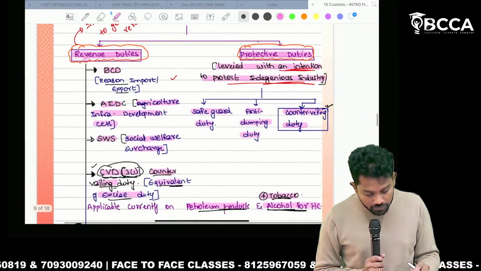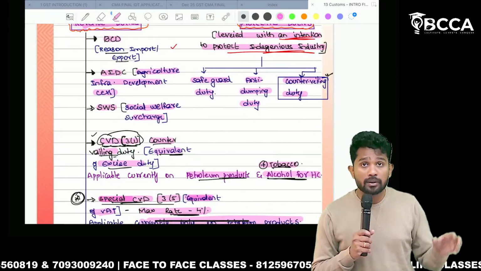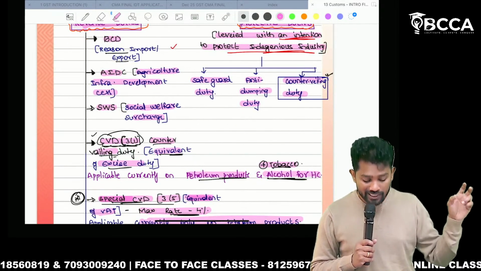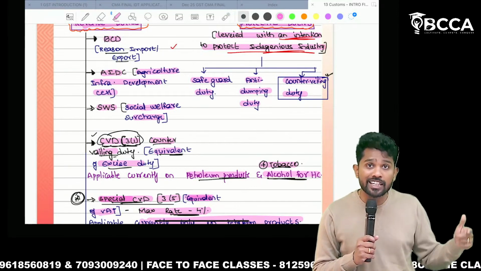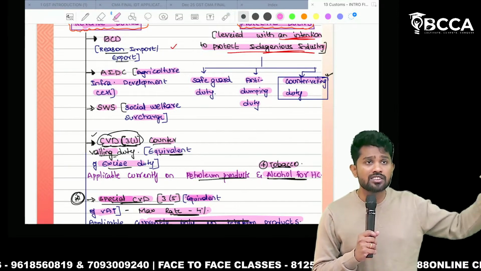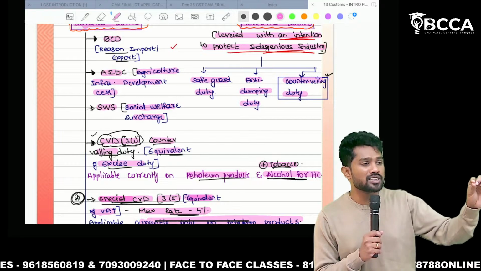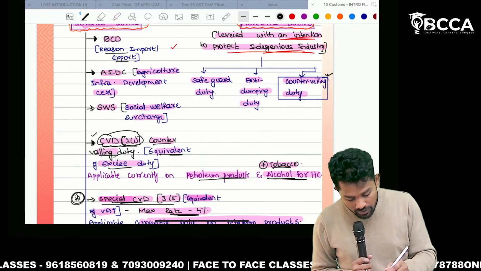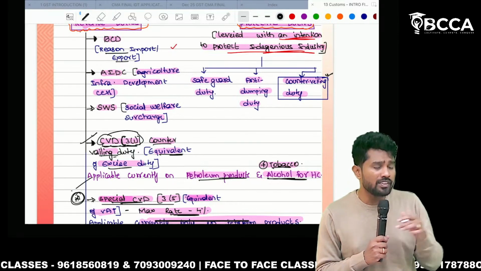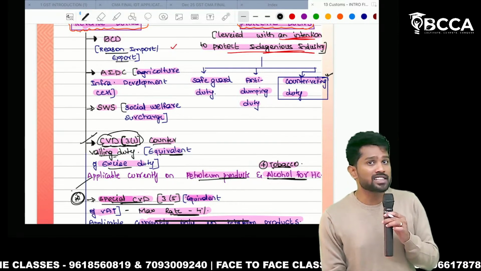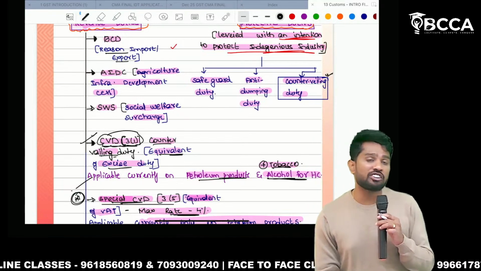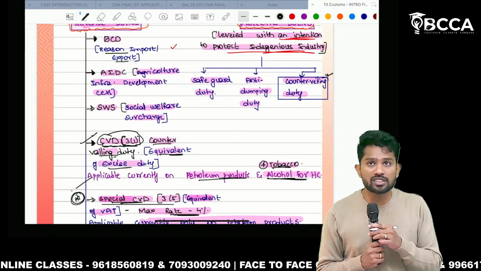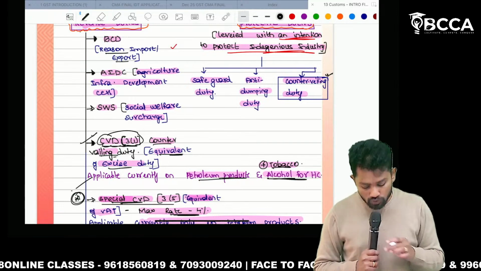So see, revenue duties, what are those? BCD, AIDC, SWS, CVD under section 3 subsection 1. Majorly it's subsumed into GST, only to the extent of petroleum products, alcohol, tobacco, it is still surviving. And even special CVD also, only with respect to petroleum products. Special CVD is what? Equivalent of VAT. However, maximum special CVD that can be levied is only 4%.